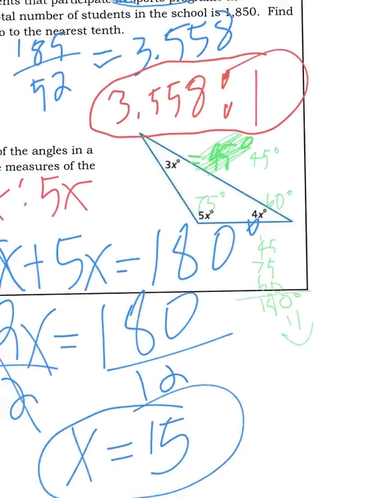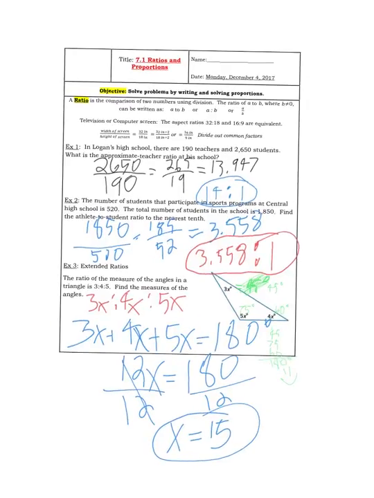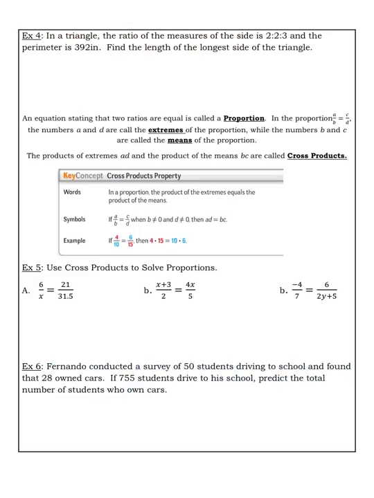Alright, let's move on to the next page. Alright, look. In a triangle, the ratio of measures of the sides is 2 to 2 to 3, and the perimeter is 392 inches. So on the other one, I gave you degree measures, and you knew it was going to equal 180 by definition of a triangle, really. So this one, I'm not giving you angles, so don't set it equal to 180. I'm giving you the perimeter, so set it equal to 392. And just put x's with it.